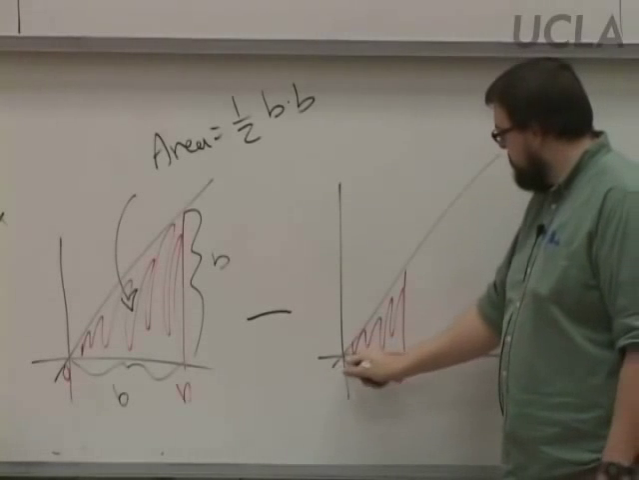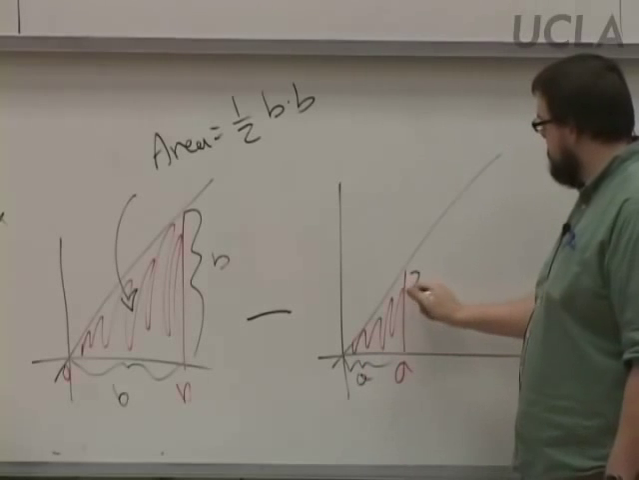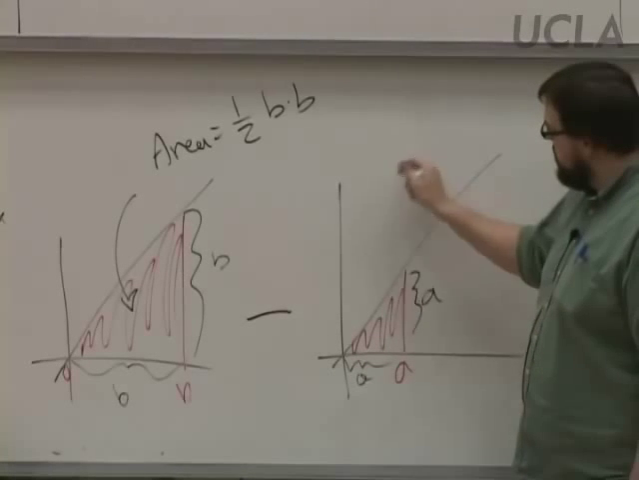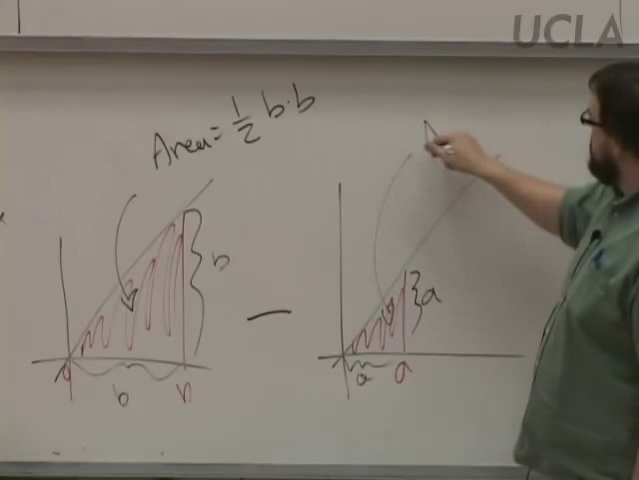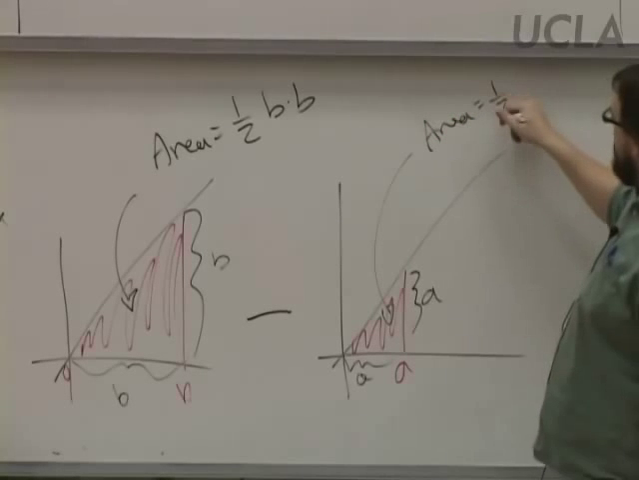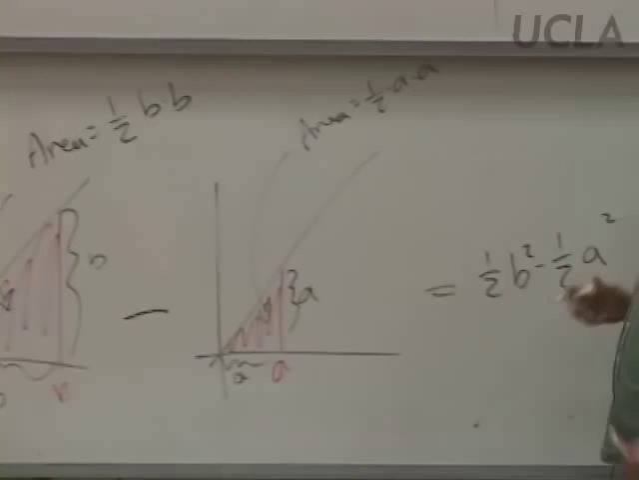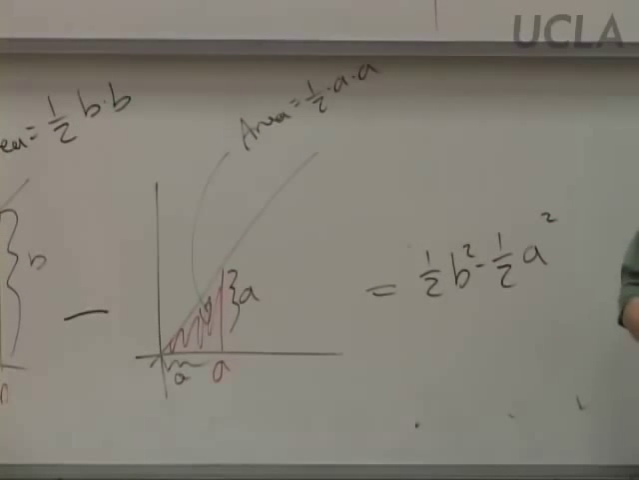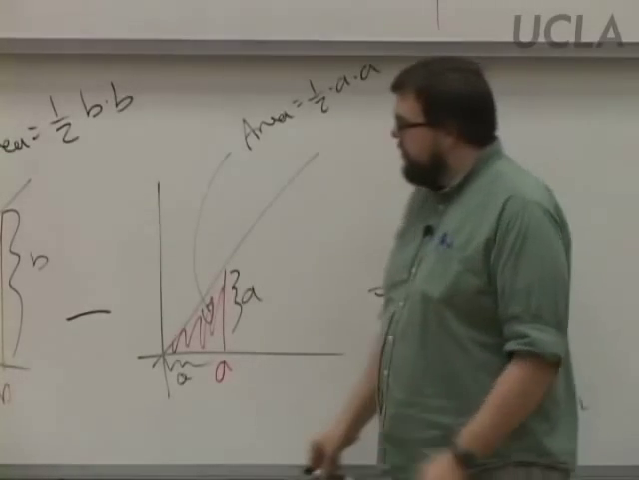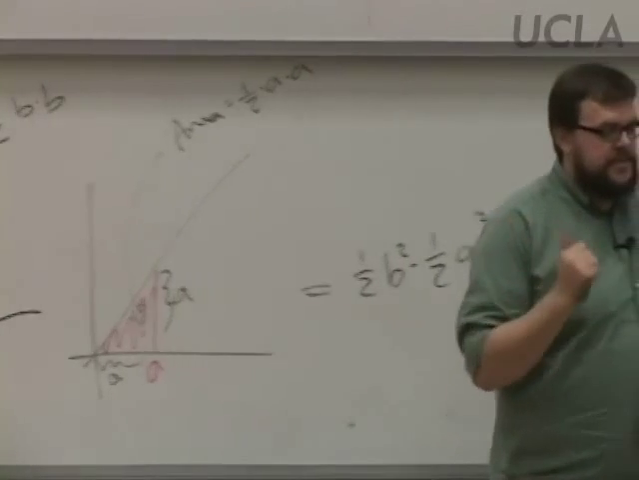Come over here. This is a. This is a. And so the area, it's a triangle. Again, 1/2 base times height, which is a times a. So the total area is 1/2 b squared minus 1/2 a squared. All right. So we can do it for this nice picture.